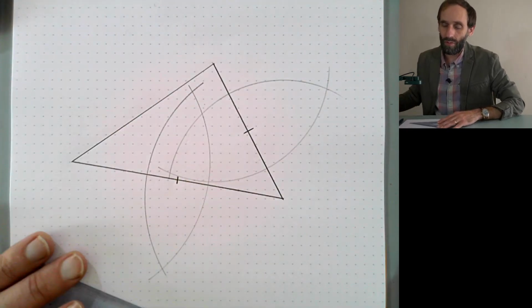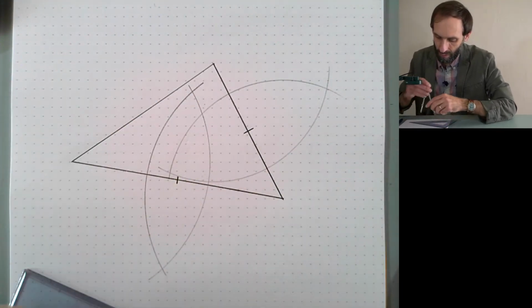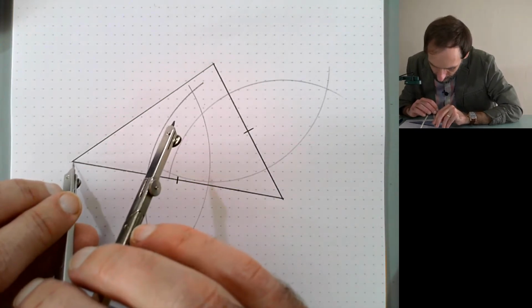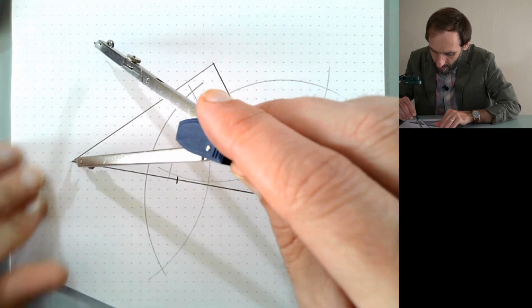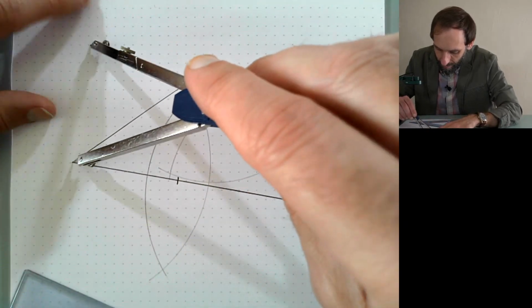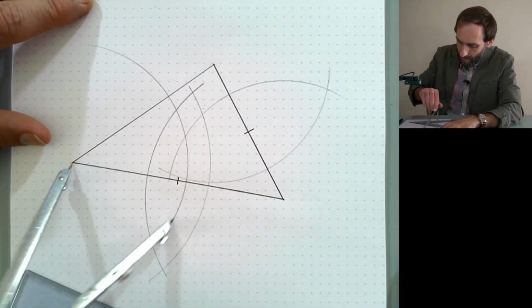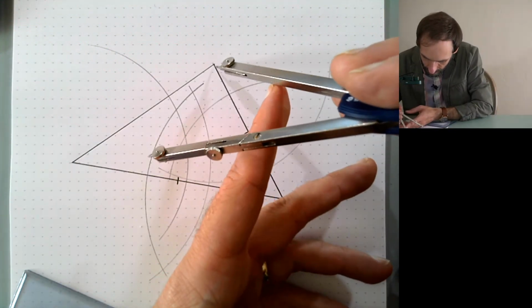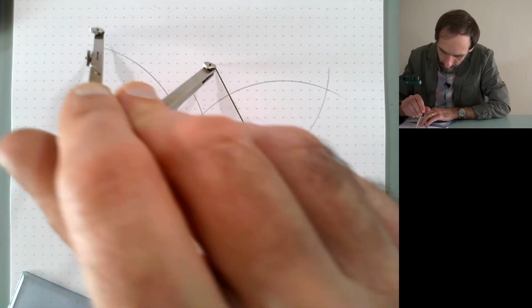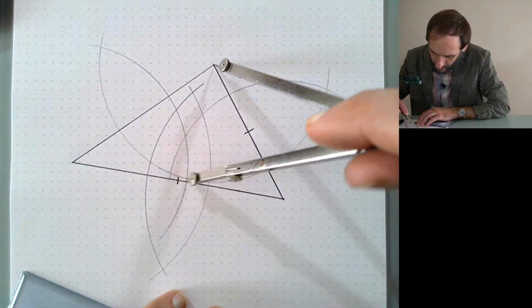And now, just one more to do. Let's find the midpoint of the top. I think I can keep the same compass setting here. So let's keep the paper flat. I'll draw my first arc. I'll go over here and draw my second arc.